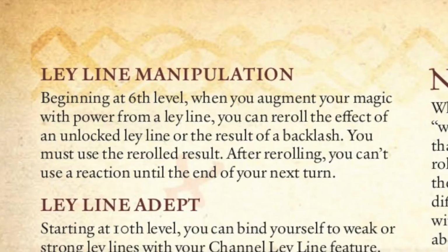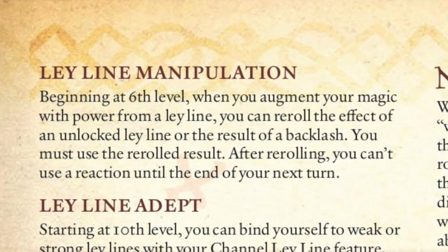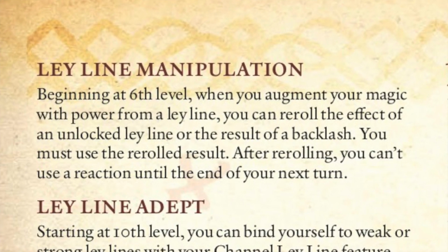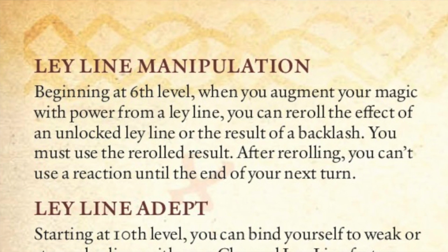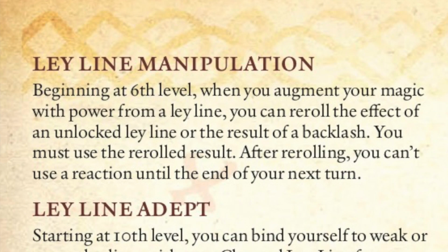We have Ley Line Manipulation as your 6th level ability. When you augment your magic with the power from a ley line, you can reroll the effect of an unlocked ley line as a result of a backlash. You must use the rerolled result. After rerolling it, you can't use a reaction until the end of your next turn. And then when we talked about how you could set them, the concept is called locking and unlocking the ley line abilities.